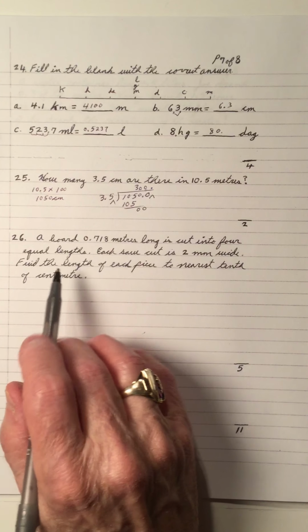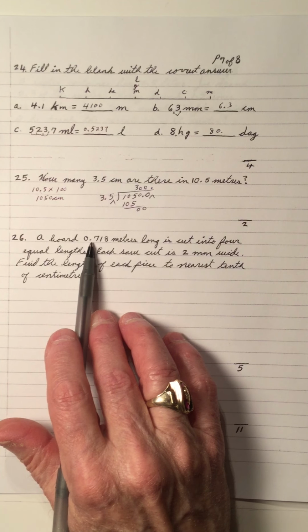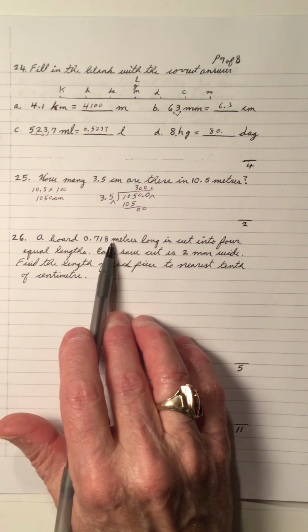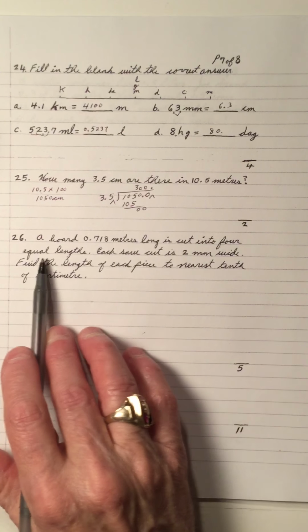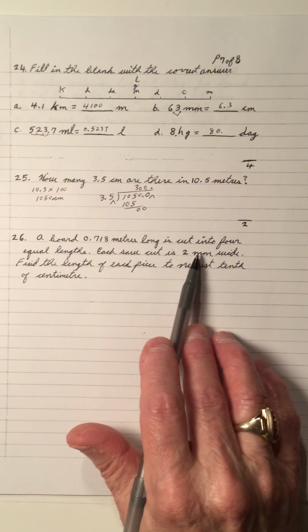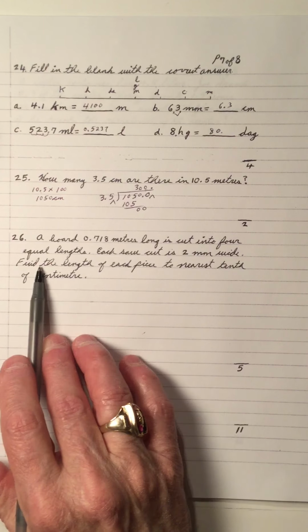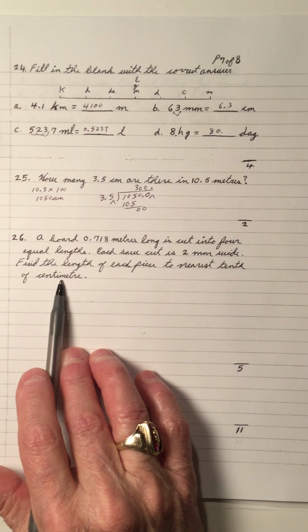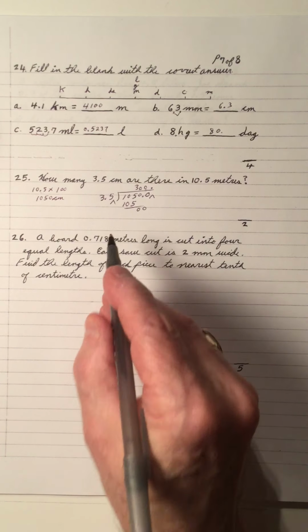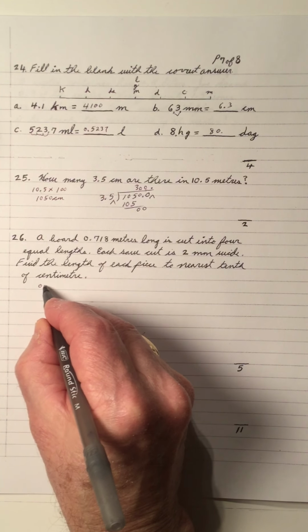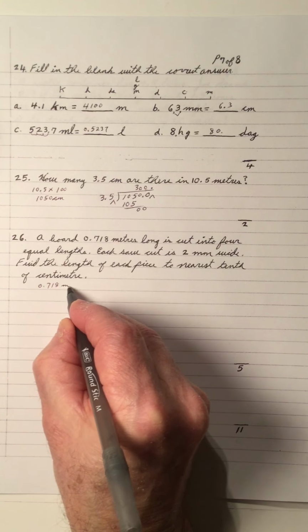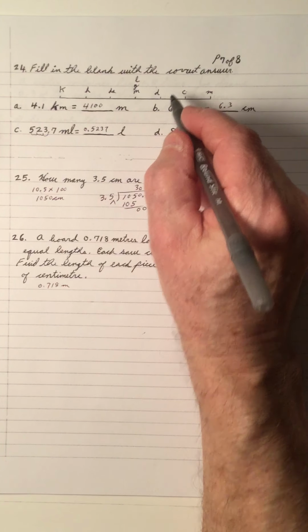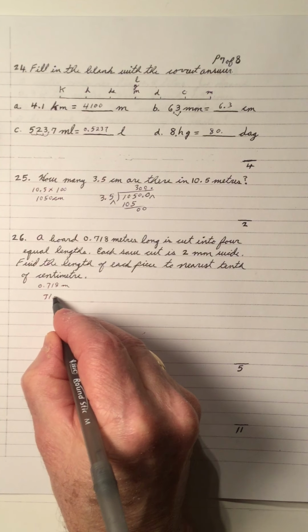Number 26 is a word problem. A board, decimal 718 meters long, is cut into 4 equal pieces. Each saw cut is 2 millimeters wide. Find the length of each piece to the nearest centimeter. So we have to have them in centimeters. So that means decimal 718 meters. Meters to centimeters is 100, so it goes 2 places.